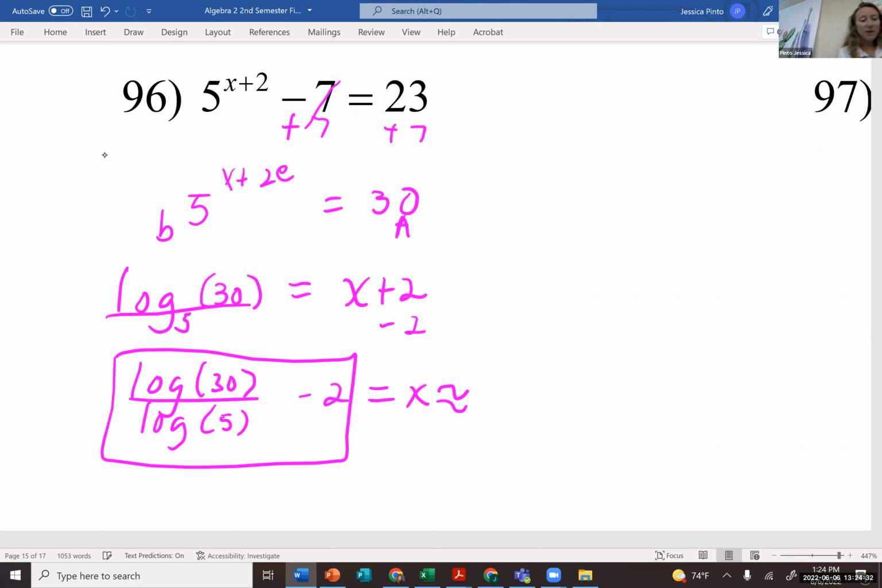So I'm typing into my calculator log 30, closing the parentheses, then division, then log 5, closing the parentheses. I hit enter to finish that operation. I got 2.113, I subtract 2. And I got 0.11328. I can't remember how many decimals we say. I thought it was 3. So 1, 1, and then it was 3, 2, so just 113.